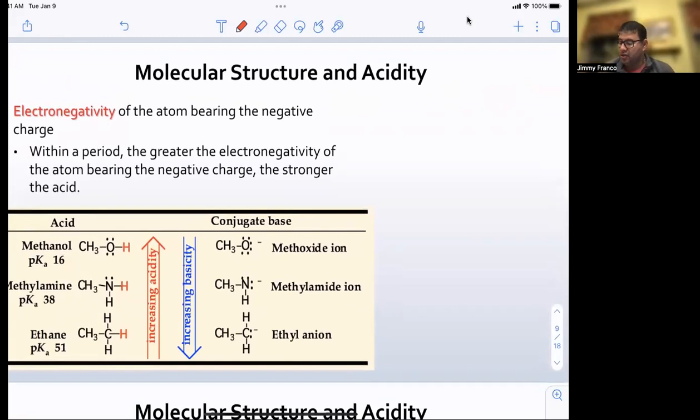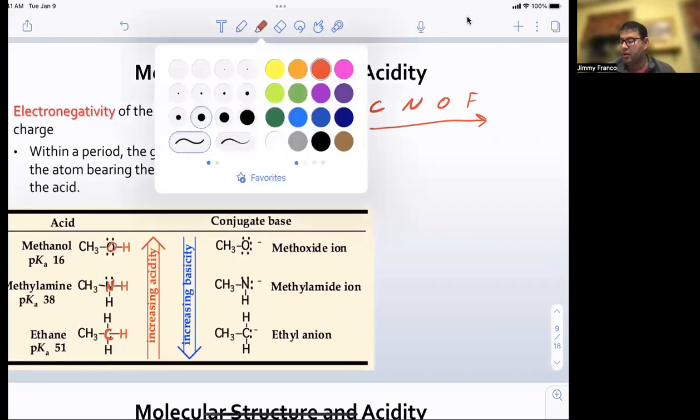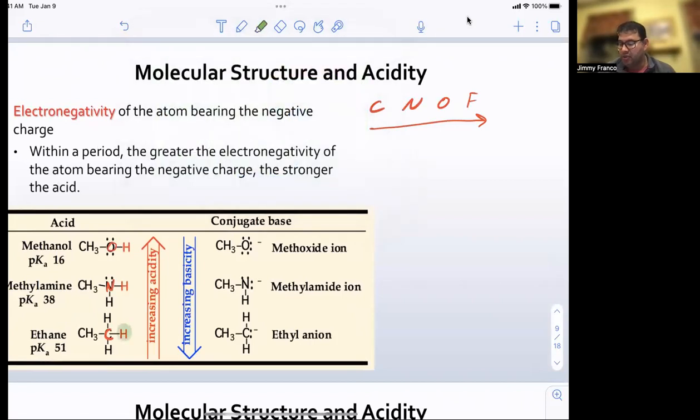All right. So here's your groups. And so here's our carbon, nitrogen, oxygen. When we think about electronegativity, it goes carbon, nitrogen, oxygen, fluorine, right? And we get more electronegative as we go towards fluorine. So what we would expect is that this hydrogen that we're giving up becomes more acidic as we get more electronegative. And that's what we see here.